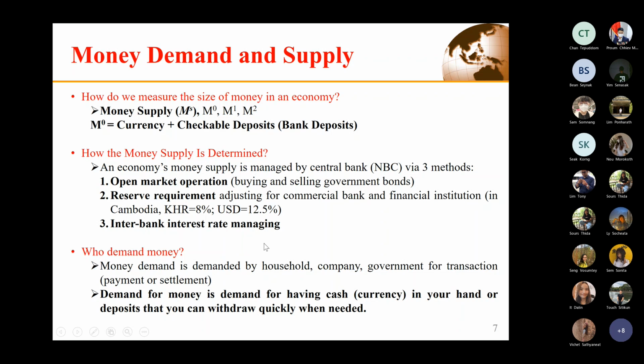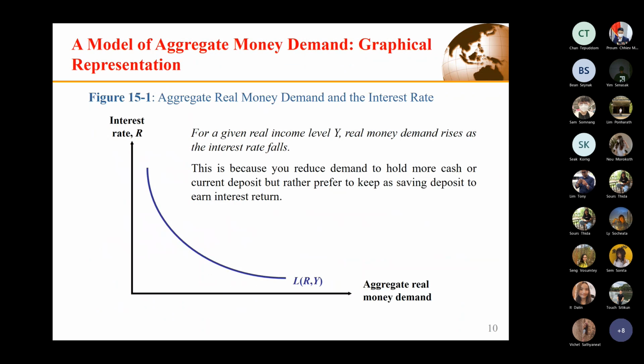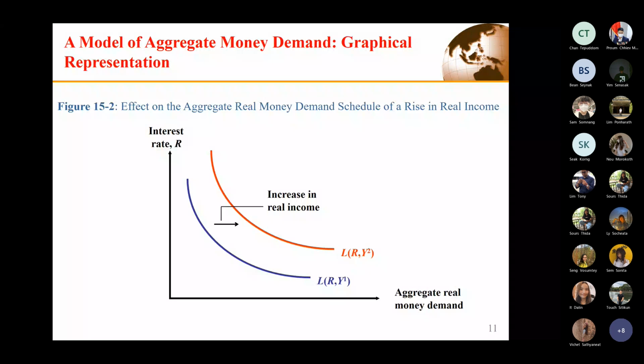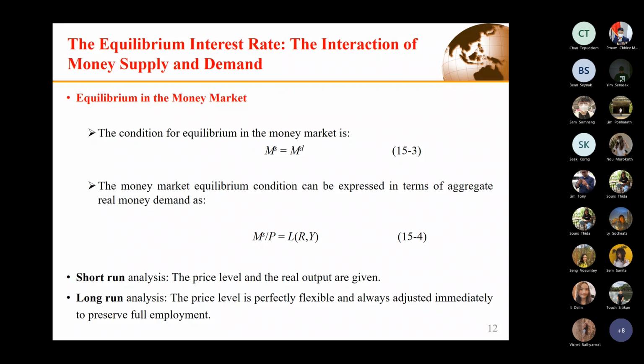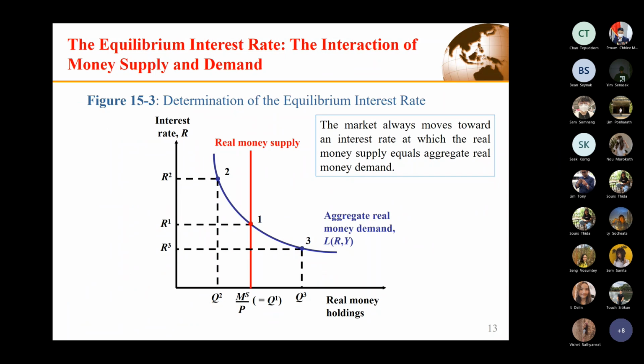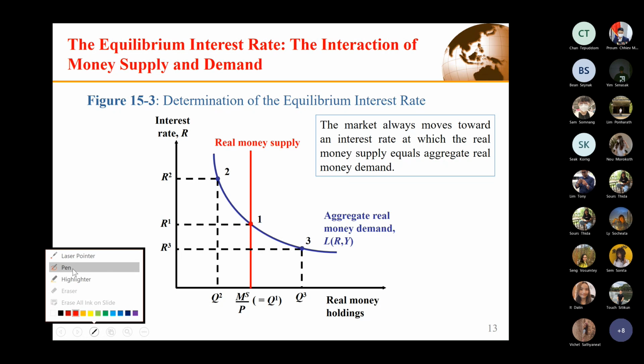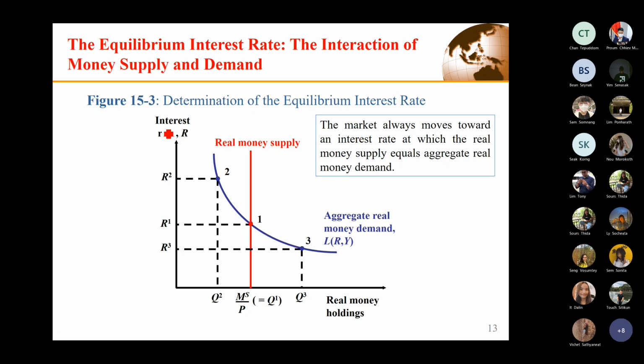Okay. Before we ended the discussion last week, we created a model, which we call the money market model. In that model we put the interest rate on the vertical axis. You can think of this like a deposit interest rate, and we put the real money demand and the real money supply on the horizontal axis.